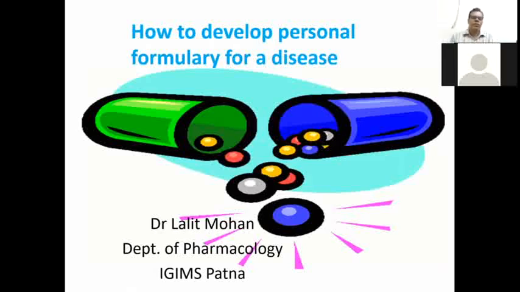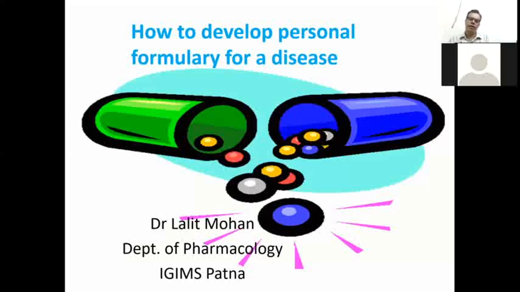So I am going to present how to develop a personal formulary for disease. As you know, physicians writing the drug for a disease, that is their own choice. So that is their personal drug. It means they have developed their own drugs, keeping in mind efficacy, safety, cost, and convenience. But this is qualitative thinking, not quantitative. They are not converted into quantity.